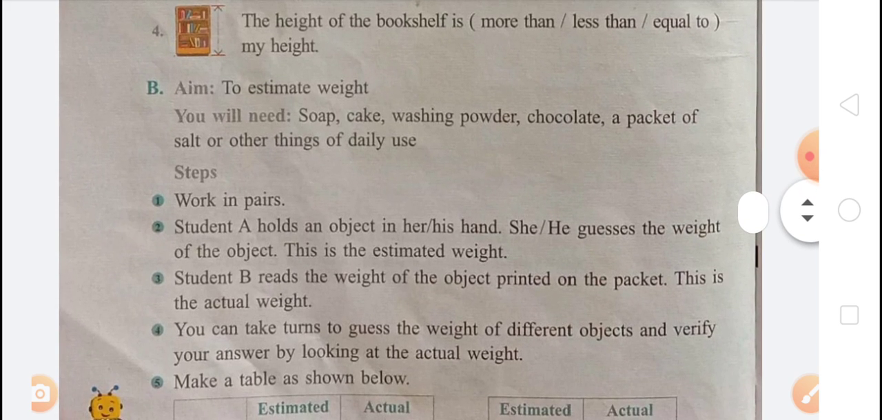Activity B is to estimate weight. You will need soap, cake, washing powder, chocolate, a packet of salt, or other things of daily use. In this activity, you have to estimate weight, and what you need is soap, cake, washing powder, chocolate, a packet of salt, or other things of daily use.